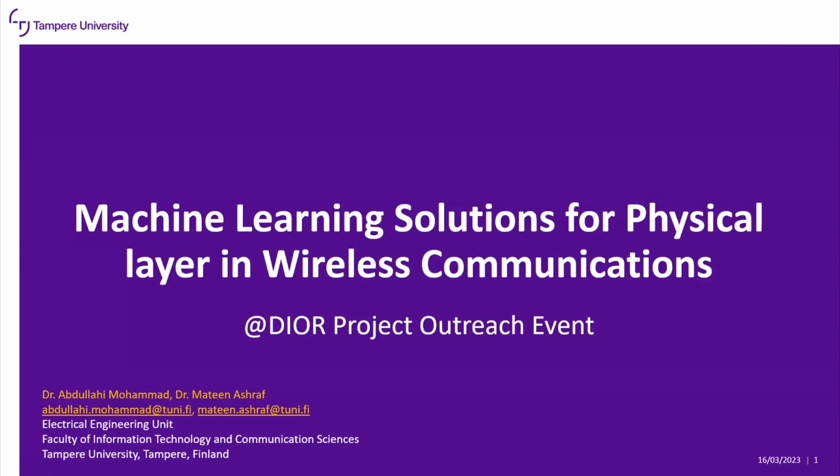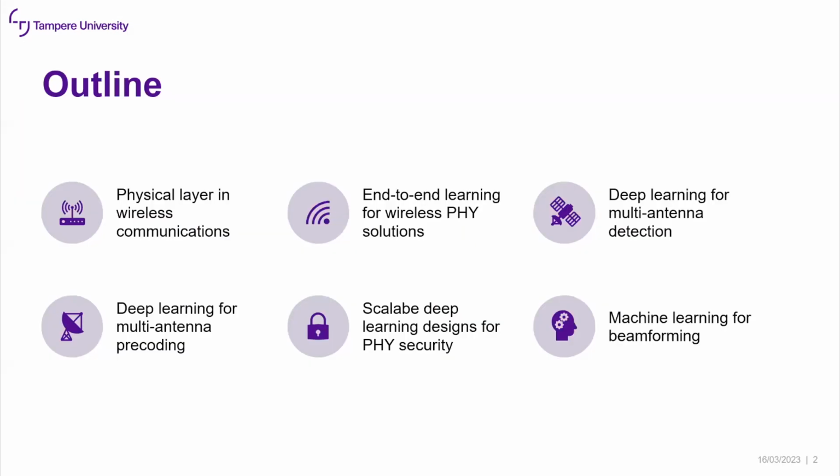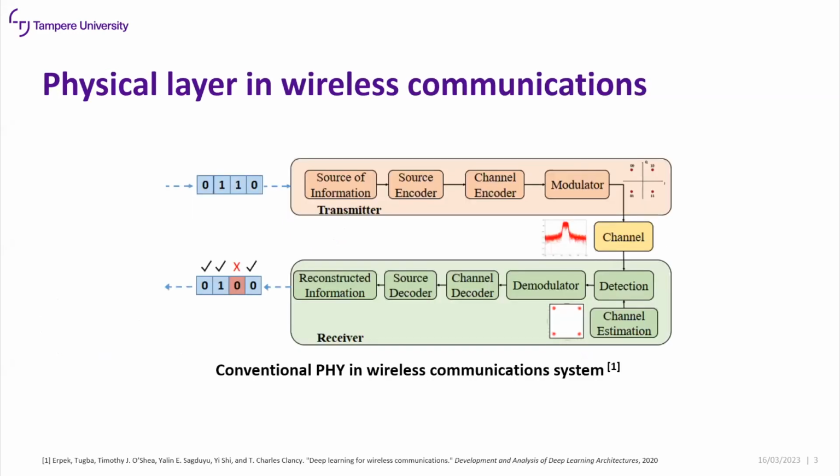We presented this machine learning for physical layer communications, and the outline of our presentation goes like this. So starting from the physical layer, a traditional physical layer communication system is made of separate blocks from the transmitter to receiver, as you can see. The main goal is to be able to decode with minimum probability of error the transmitted symbol at the receiver.